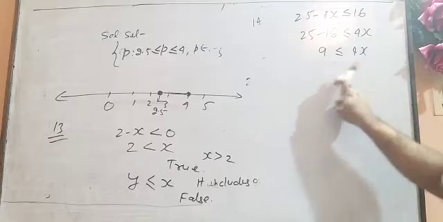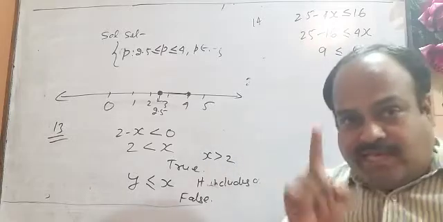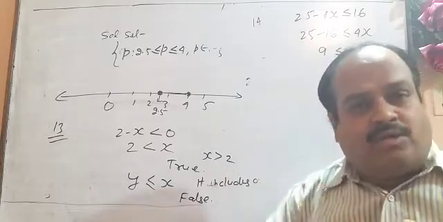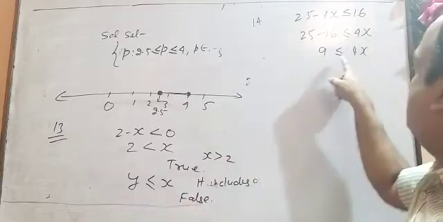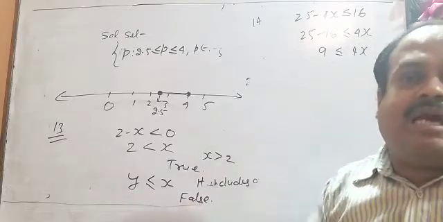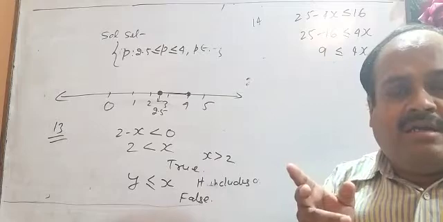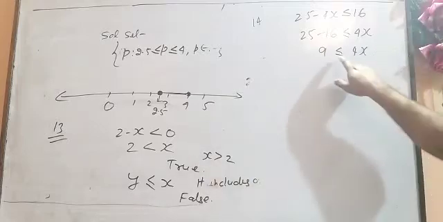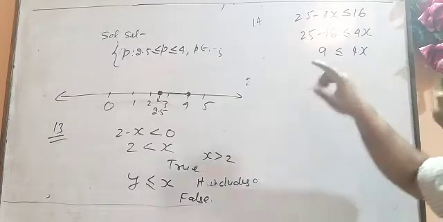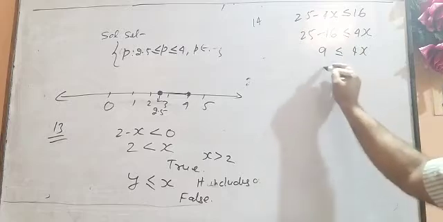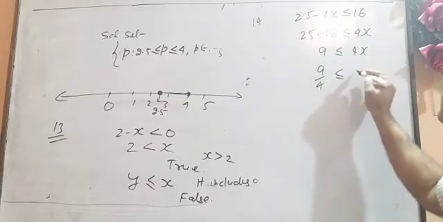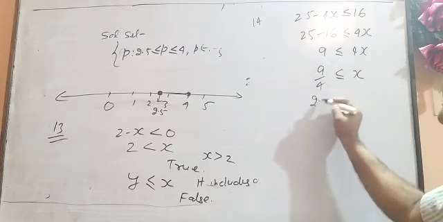Since 4 is positive, so do the division. While doing the division, we need to be careful. By positive, when we do division, there will be no change in this symbol. But when a negative number is there and we want to divide it by a negative number, in that case, this symbol will change. So do the division without making any change in the symbol. So 9 by 4 is less than x. This comes as 2.25.